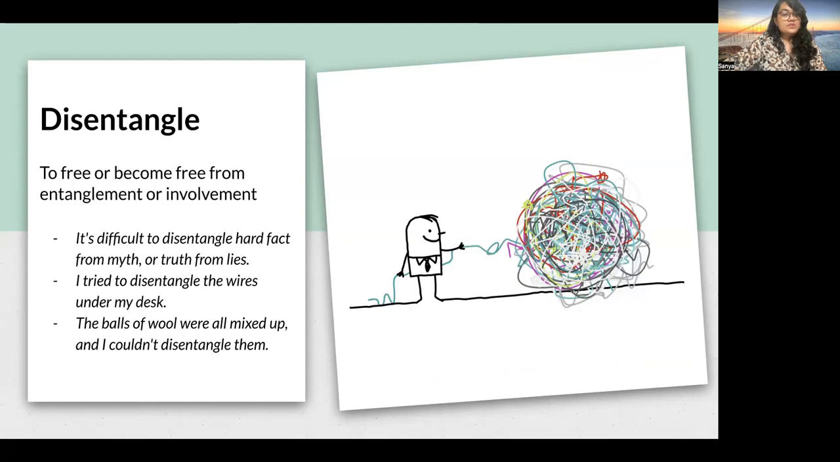Disentangle. It means the opposite of entangle. Entangle means to mess everything up and bind things together. Disentangle means to free these things, right? To free or become free from entanglement or involvement. For example, I tried to disentangle my earphone wires, right? The earphones that we use generally get entangled so badly that we spend a lot of time disentangling them, right?